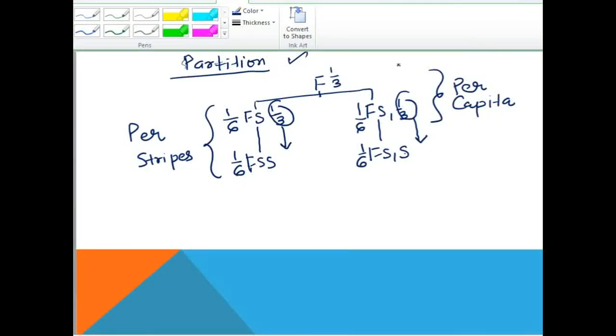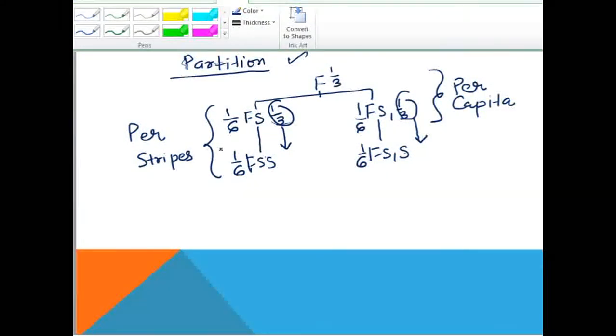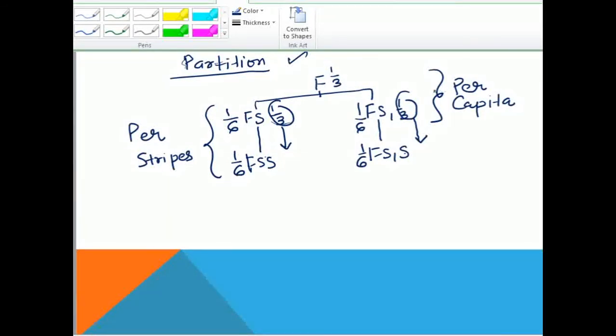Now in partition, first there is per capita division, and after the per capita division, this 1/3 becomes the separate property of Fs as regards the other co-partners amongst whom the partition took place. But as regards his son, this 1/3 is the ancestral property of Fs, and that will further be divided between Fs and his son. So this is per stripes division. So in partition we first divide per capita and then per stripes. However, in succession there is no per stripes division, there is only per capita division.